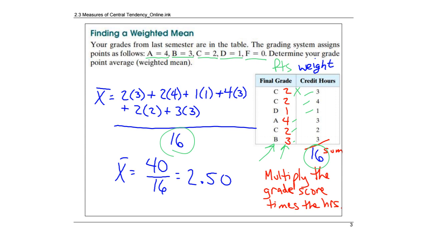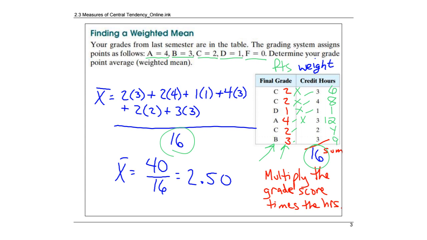So that first class, we got 2 points for the C times 3 credit hours. So you get 6 points total. The next one, you get 2 points for the C times 4, so that would be 8. The next one, you get 1 point for the D times 1 credit hour. The A is awesome. You get 4 points for the 3 credit hours, so that gives you 12, and so on. We get 4, and we get 9.